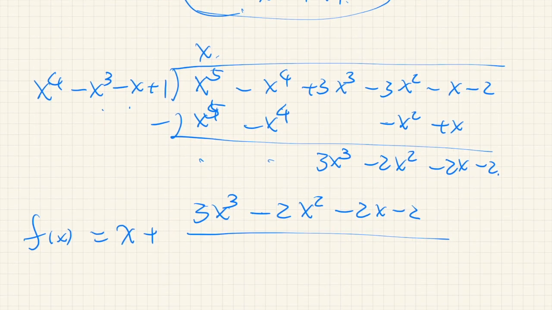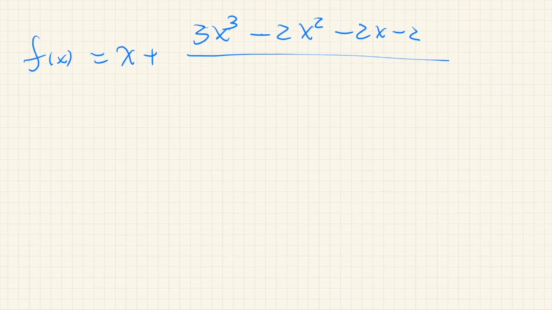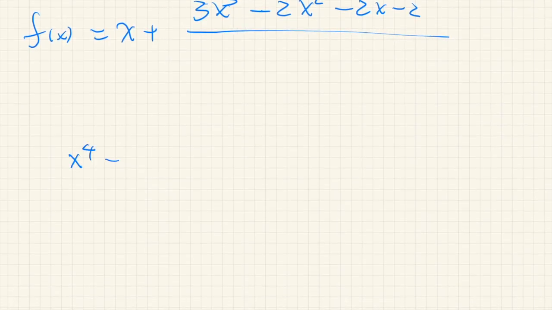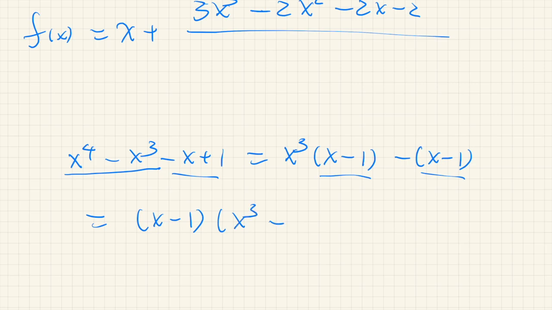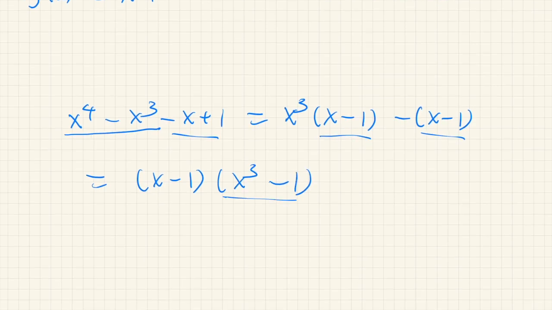But this one can be factorized. Let's factorize that first: x^4 - x^3 - x + 1. First let's factor x cubed out. That means x minus 1 here, and this one x minus 1. So we have x minus 1 times (x^3 - 1). And we can factorize this again, so that will give us another x minus 1. So that's squared now, and the remaining part is this.